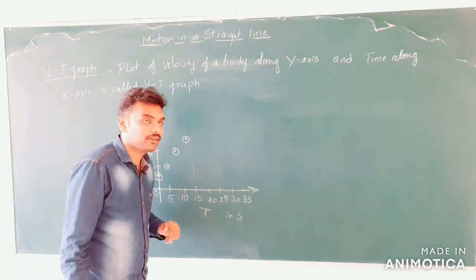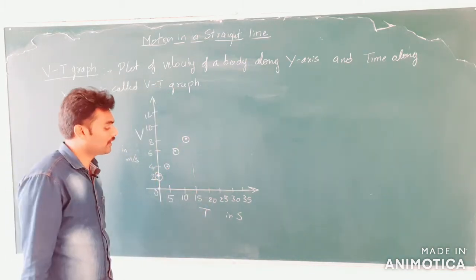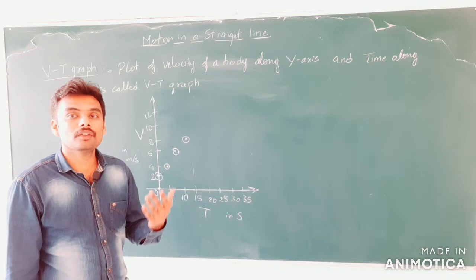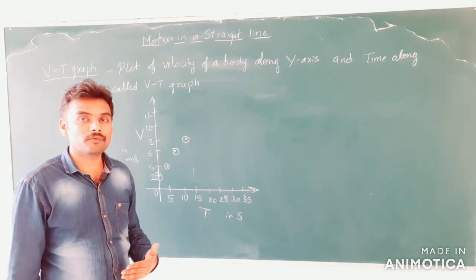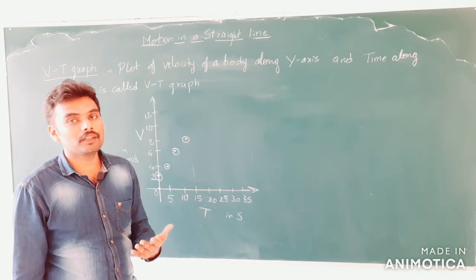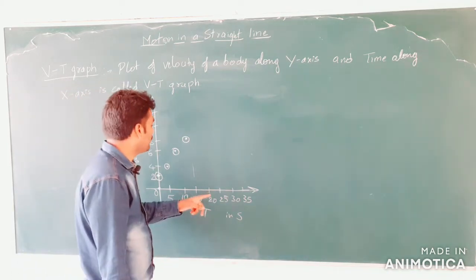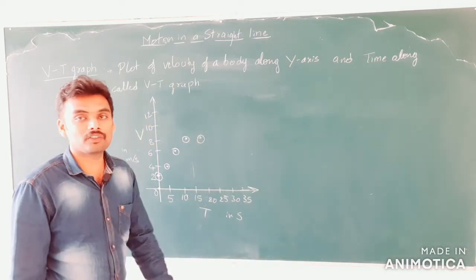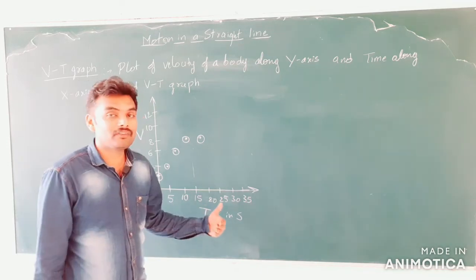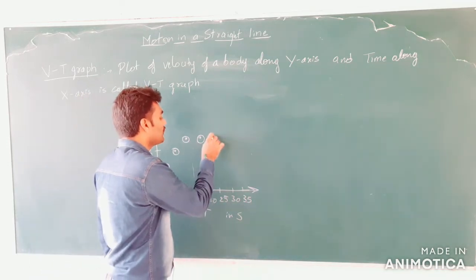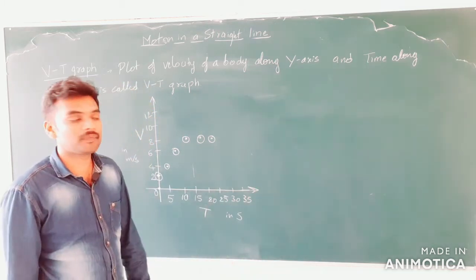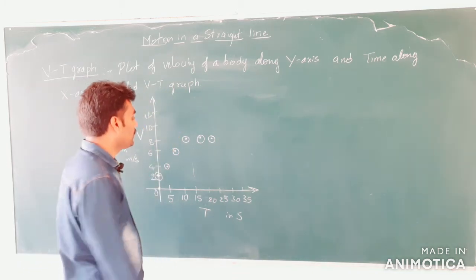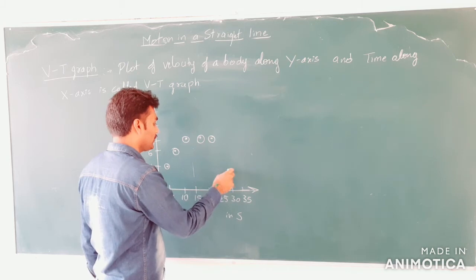Now what I see is that after 15 seconds it has gained a velocity of 8 meters per second. Then I look at the body after 5 seconds more, which means after 20 seconds from the beginning of the motion, and I see that the body has the same velocity of 8 meters per second. And after 25 seconds I see that the body is still moving with the same velocity, 8 meters per second. And after 30 seconds the body's velocity has dropped to 4 meters per second.